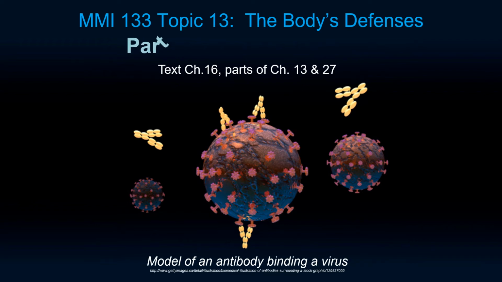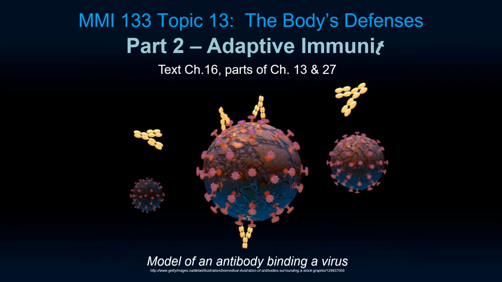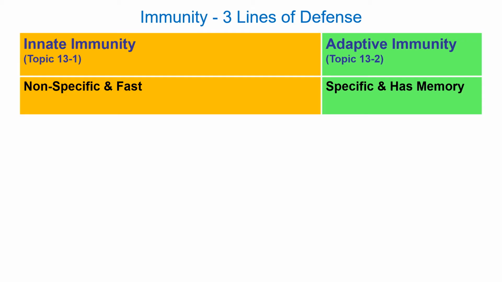Okay, so today we're going to be talking about the immune system again. This is part 2 of our series on the immune system. This part is on adaptive immunity. So this goes back to a previous slide that I showed you before. Last time we talked about innate immunity.